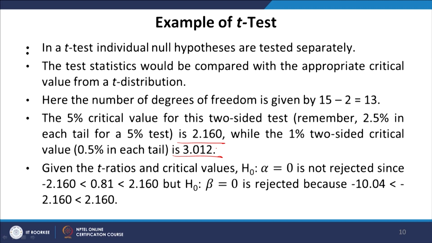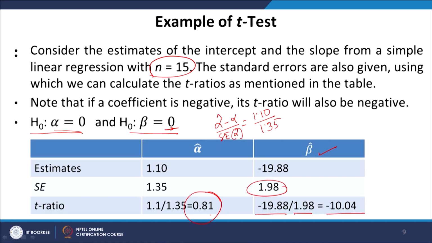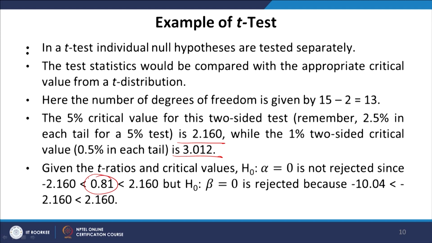Given the t ratios and critical values, H naught, alpha equals 0, is not rejected, since our calculated value 0.81 lies in the acceptance region, or rather the non-rejection region. So, this is my distribution, with 2.5% in each tail. The values are minus 2.16 and 2.16. Since it takes a value of 0.81, it is somewhere here. So, it falls in the non-rejection region.